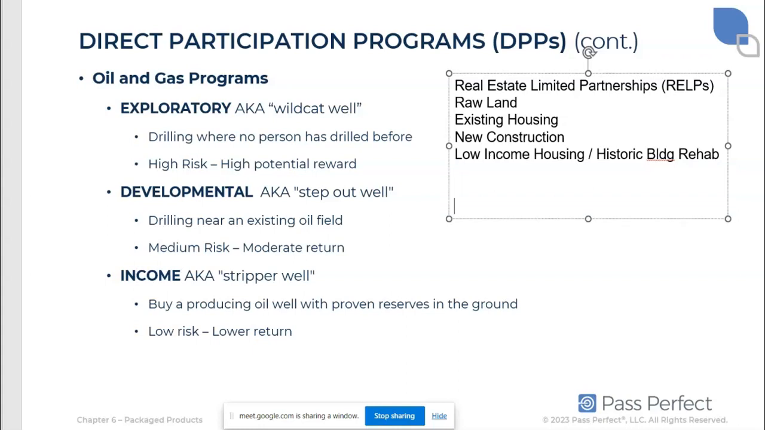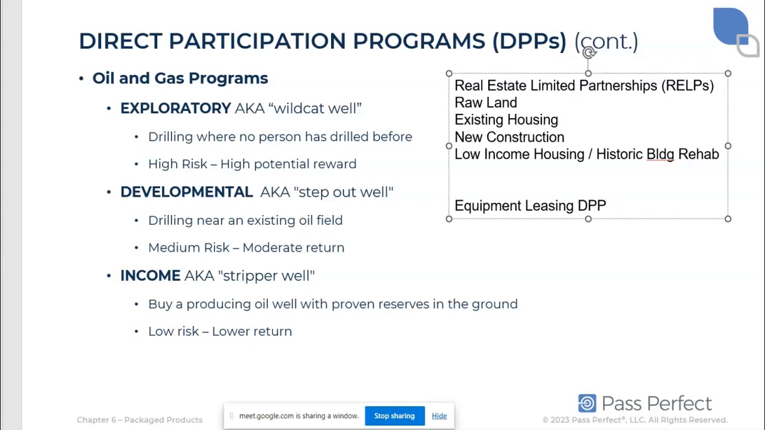There is another one that they don't mention a whole lot and doesn't come up a lot, which is equipment leasing. An equipment leasing DPP basically buys equipment and leases it to other companies. Airlines might not own their airplanes; they lease them. Railroads might lease their rail cars. A construction company might lease its earth moving equipment and not actually own it itself.